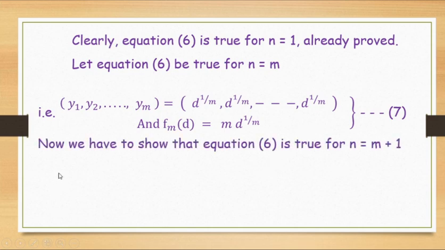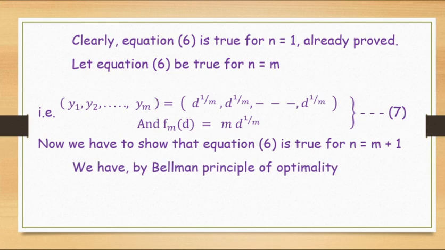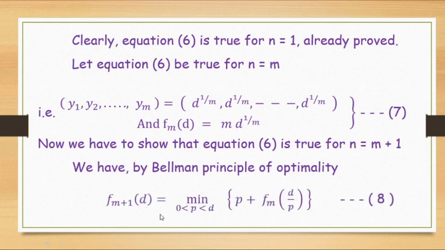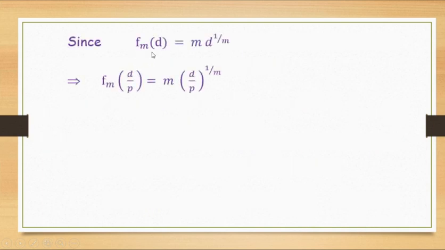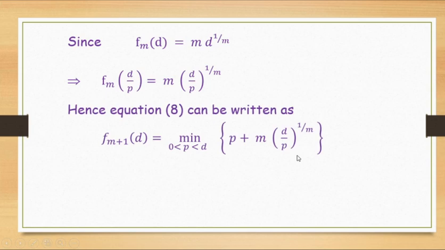Now we have to show that equation 6 is true for n equal to m plus 1. We have by Bellman principle of optimality, fm plus 1 of d is equal to minimum over 0 less than p less than d of p plus fm of d by p. Equation number 8. Since fm of d is equal to m times d raised to 1 by m, that implies fm of d by p is equal to m times d by p raised to 1 upon m. Hence equation 8 can be written as fm plus 1 of d is equal to minimum over 0 less than p less than d of p plus m times d by p raised to 1 upon m.